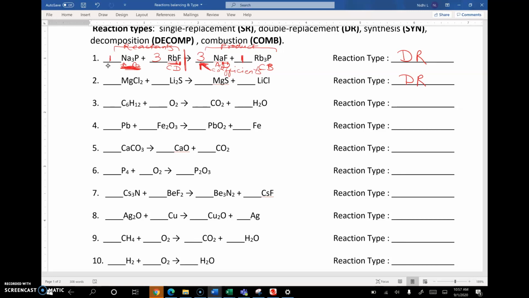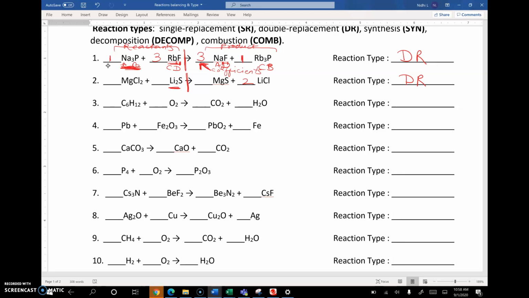Let's take a look at this one. Once again, you can start with any of these formulas. So if you want, we can start with this right here. Lithium is 2 in the reactant side. Lithium is 1 in the product side. So let's go ahead and put a 2 here. Remember, you cannot do this. That is wrong. You cannot put subscripts. The only thing you can do is put coefficients.